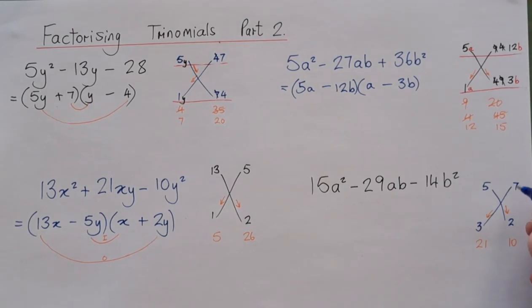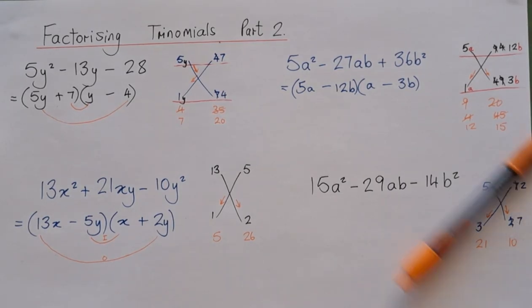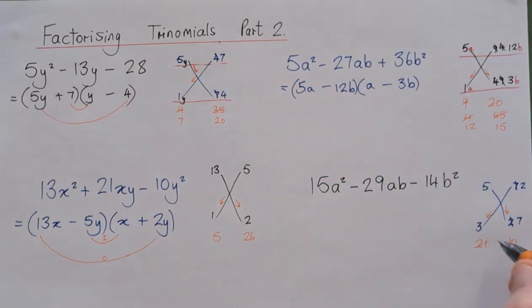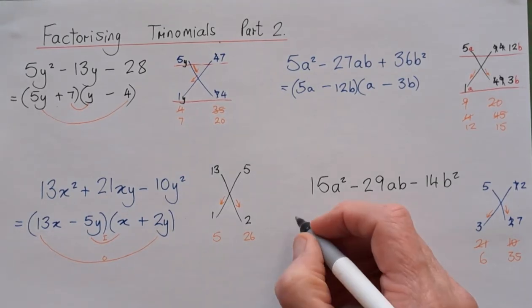So the first thing I do is I swap one of the combos around. So now I'm looking at 5 times 7 is 35, and 2 times 3 is 6. Can 35 minus 6 give me 29? Yes, it can. Once you've found that, you know that you're pretty much home and dry.